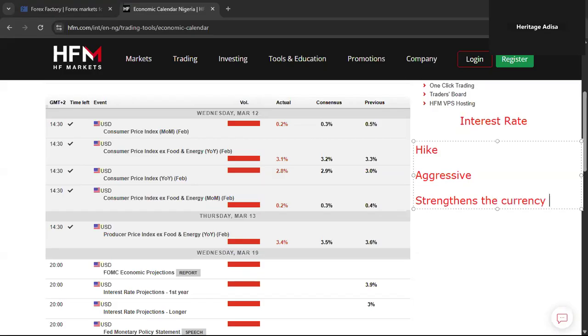So a hike naturally will strengthen the currency. But on the other hand, when they decide to cut interest rates, therefore reducing the cost of borrowing money, a lot of corporations, firms, industries will look to get money from the bank to expand their businesses. By so doing, they are increasing the flow and the supply of money in circulation, which is definitely going to make supply higher than demand. That's seen to be less aggressive. And this weakens the currency.